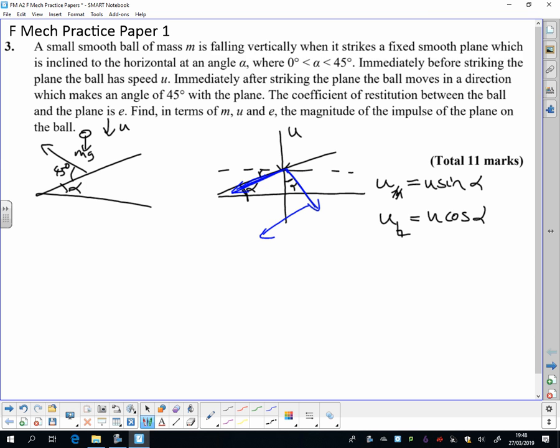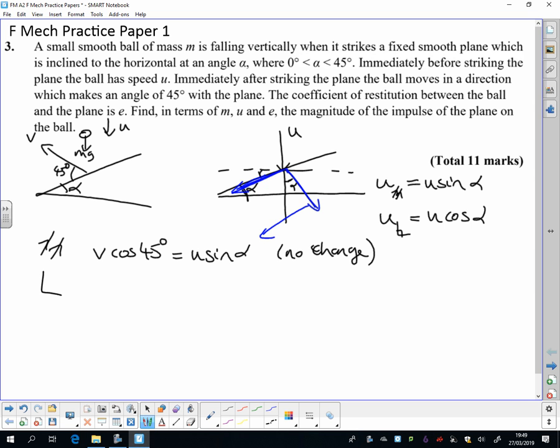Right, so then what can I say happens? Well, parallel to the plane, there's going to be no change in the component of velocity. So afterwards, we know it's an angle of 45 degrees, so if I call this v for the final velocity, I can say that v cos 45 degrees, I'm going parallel to the plane now, is u sine alpha, so no change.